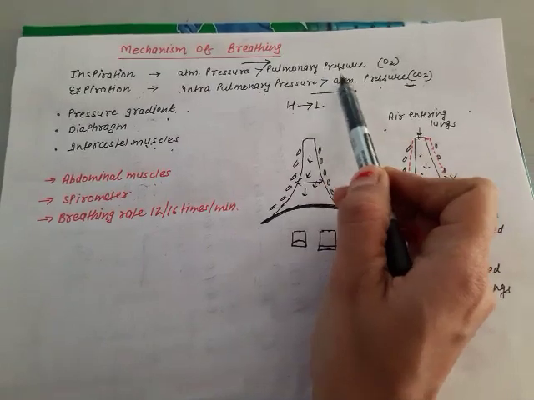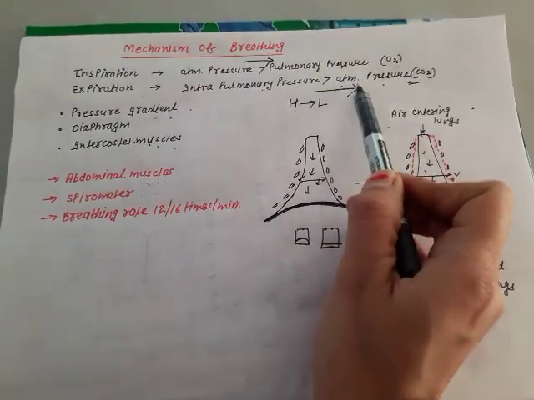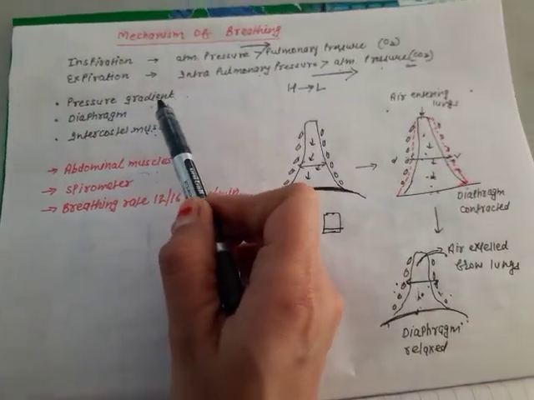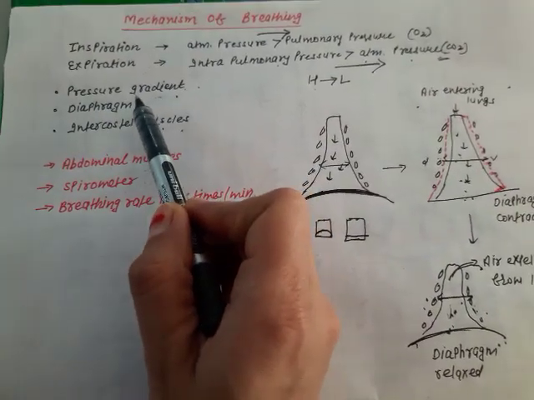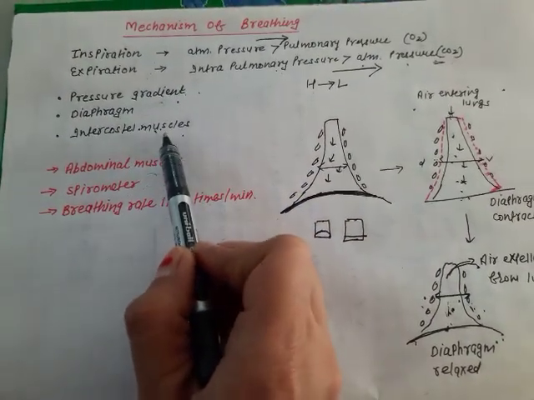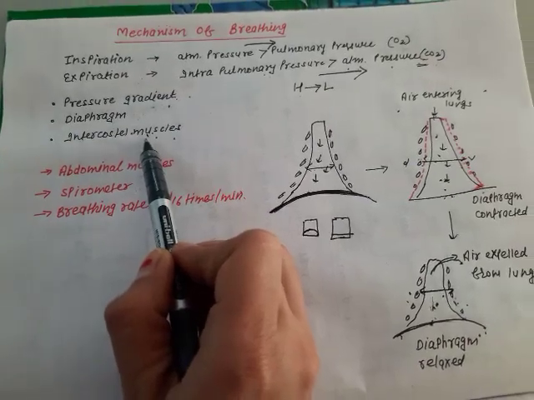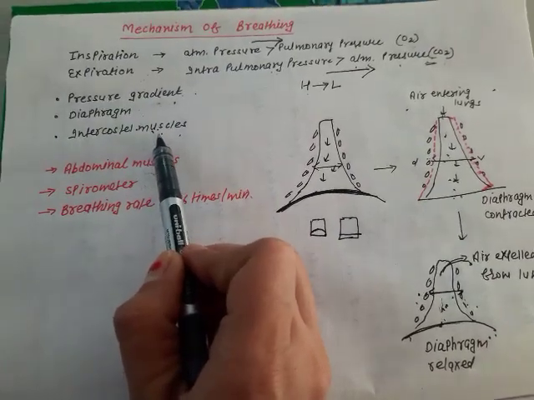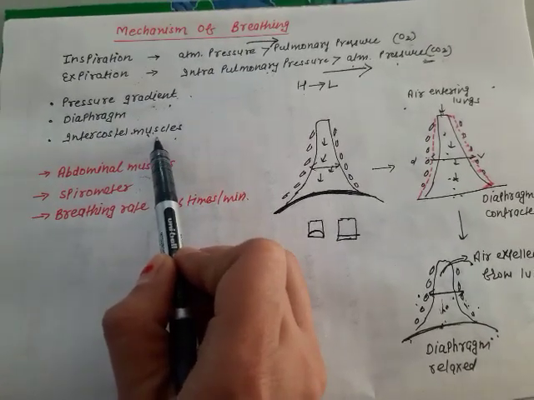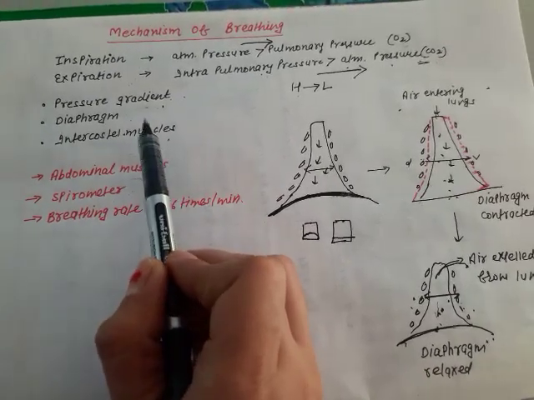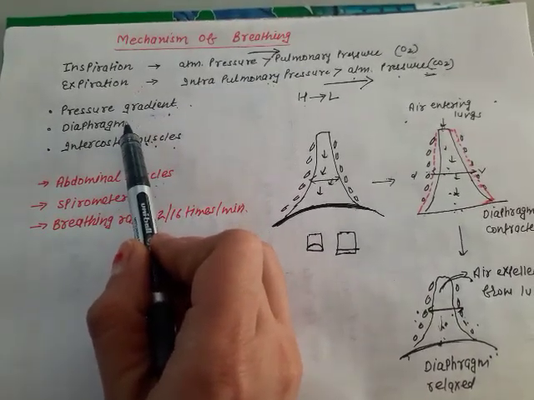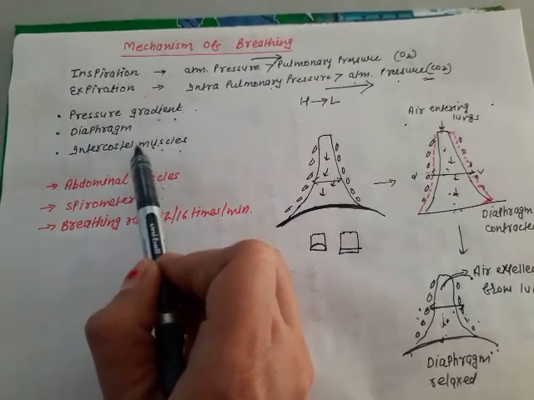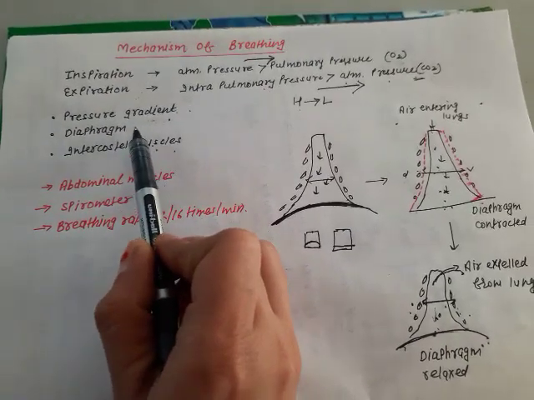Now this exchange of the gases, O2 and CO2, is not only maintained by the pressure gradient, but two more things are there, that is the diaphragm and intercostal muscles. Two types of muscles are there, external intercostals and internal intercostal muscles. These are present between the ribs and sternum. Fine. Now let us see what happens during inspiration. During inspiration, both the diaphragm and intercostal muscles contract.